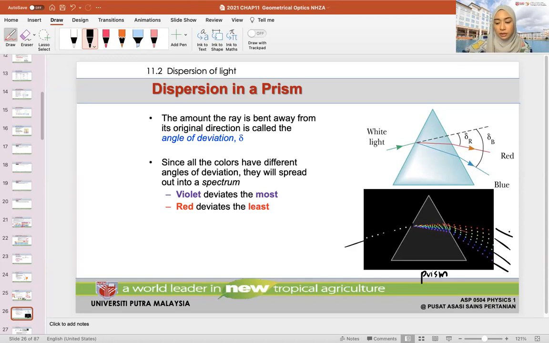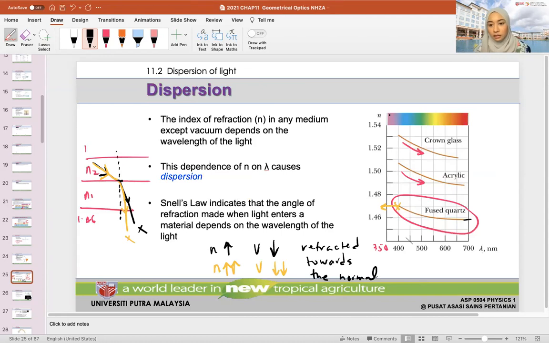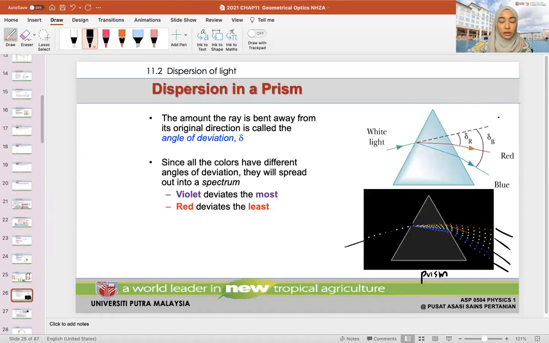Now, why do you see these different colors? Because the different colors are represented by different wavelengths. Your violet is maybe around 350 to 400, and your red is around 700. We call this visible light, within the range of 350 to 700 nanometer. These are very interesting in my opinion, but you don't have to memorize them. Violet deviates the most and red deviates the least, because they have different wavelengths, different lambda. Therefore, they refract differently, and this is called dispersion.